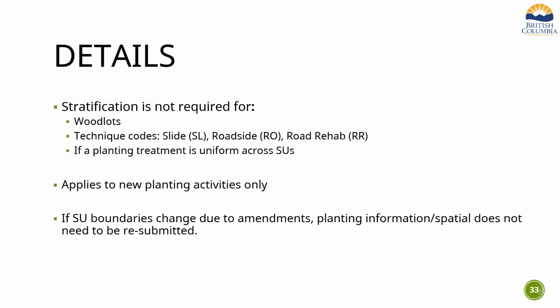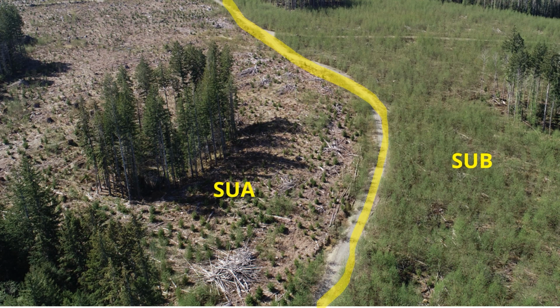Here is a quick example. For this opening, we have two standards units. Clearly, they've been planted with different species. SUA was planted with Douglas fir and pine, and SUB was planted with red alder. Now, if this was a new planting treatment, it would no longer be acceptable to report this planting as a single activity treatment unit with all the planting attributes rolled up to the opening level. Instead, at minimum, you would have to report two activity treatment units to results, one for each SU.